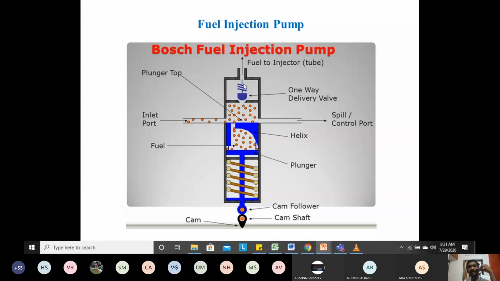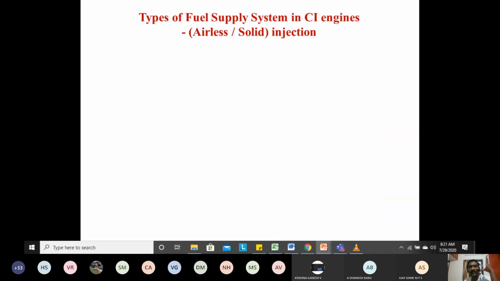Coming to the different types of solid injection, or airless injection. So these days we are having only airless injection or solid injection. So we have various arrangements of the pump and the injector.